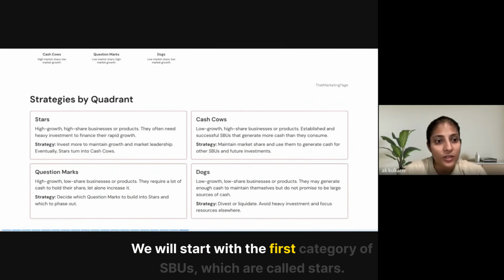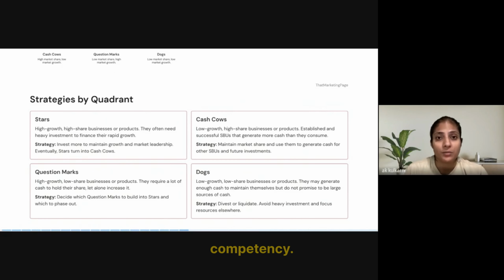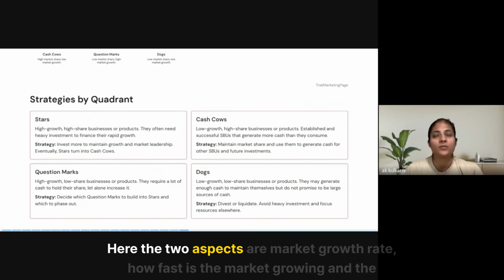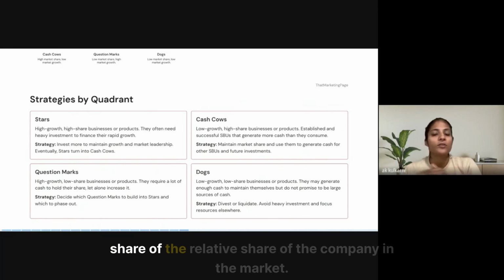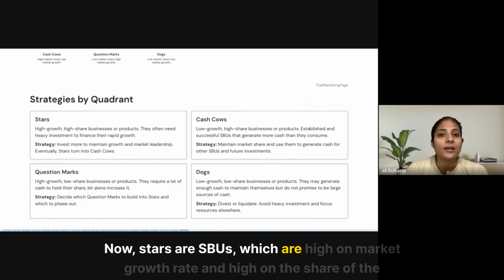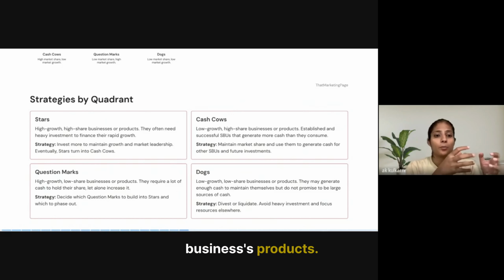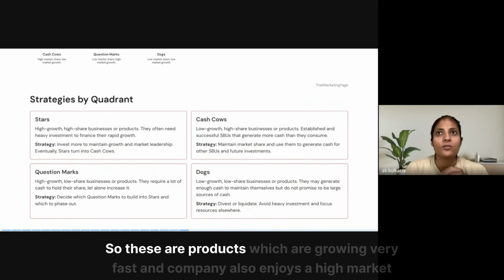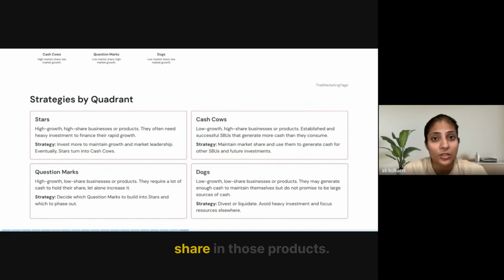We will start with the first category of SBUs, which are called stars. Now, you remember we talked about two aspects: market attractiveness and business competency. Here, the two aspects are market growth rate, how fast the market is growing, and the relative share of the company in the market. Now, stars are SBUs which are high on market growth rate and high on the share of the business's products. So, these are products which are growing very fast, and the company also enjoys a high market share in those products.